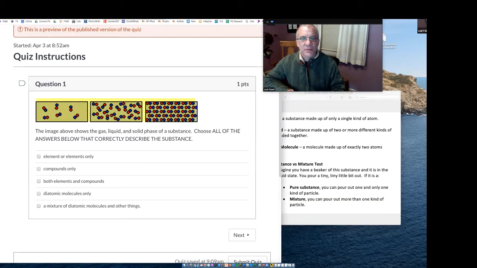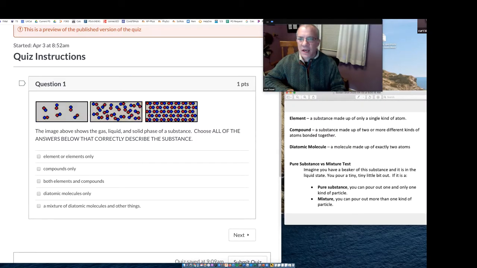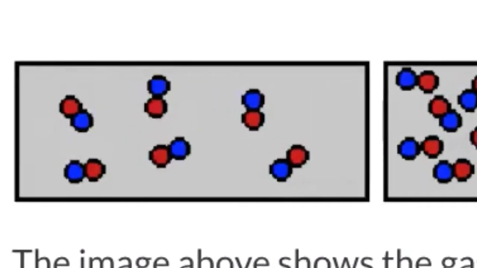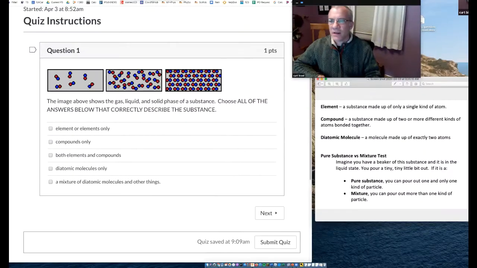First, right here, you'll see that the image above shows a gas, liquid, and solid phase of a substance. Here's a gas, here's a liquid, here's a solid. And you're going to choose all the answers below that correctly describe this substance. So first, is this an element or elements only? Well, when you look at it, you see molecules. The blue represents one kind of atom, the red represents another kind of atom. So those aren't elements, those are compounds. It's a substance made up of two or more kinds of different atoms bonded together. So this is compounds only.